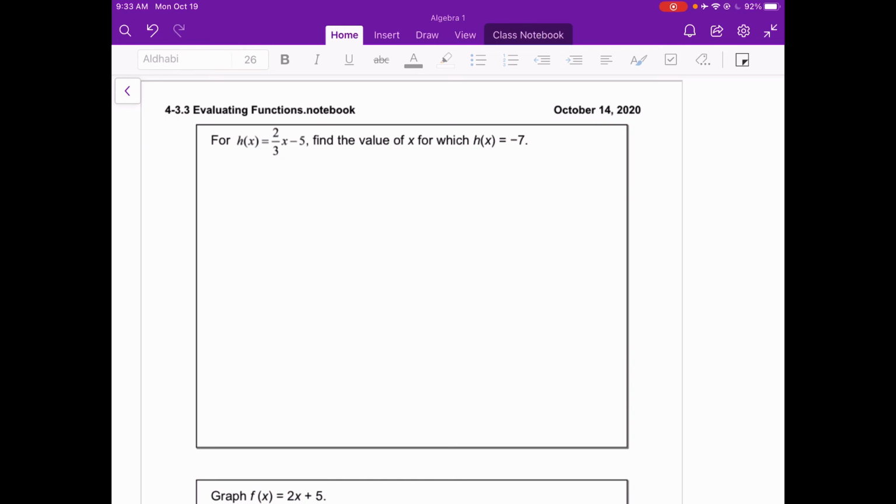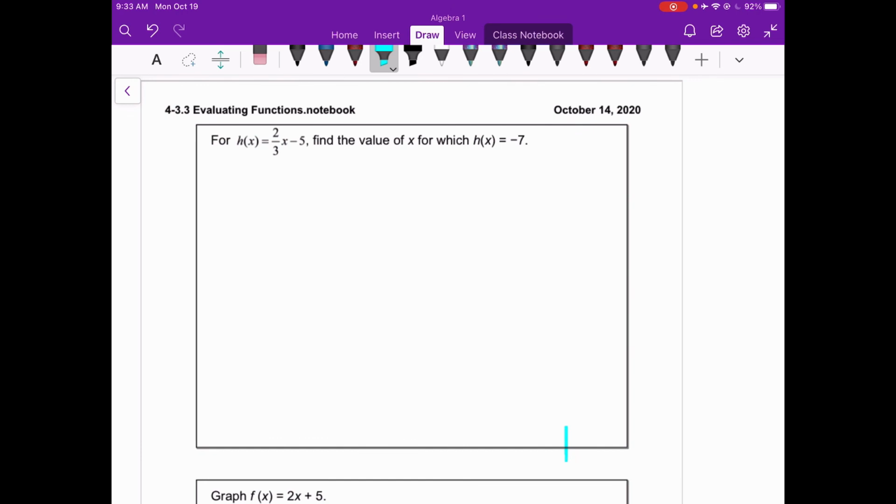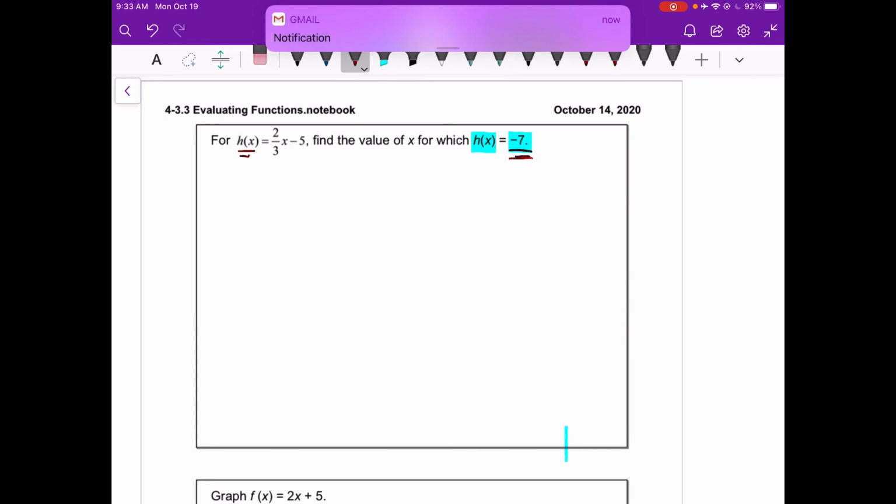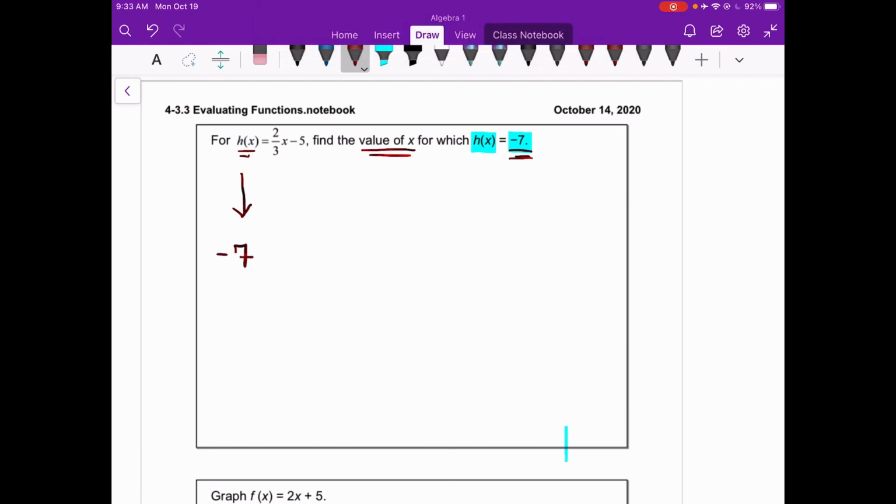All right, evaluate h of x equals 2 over 3x minus 5. Find the value of x for which h of x is equal to negative 7. Notice this doesn't say for x equaling, it says for h of x equaling negative 7. So this is different. You want to take h of x and replace it with negative 7. So when I rewrite this to find the value of x, I'm plugging in negative 7 for the entire symbol h of x. Bring everything else down.